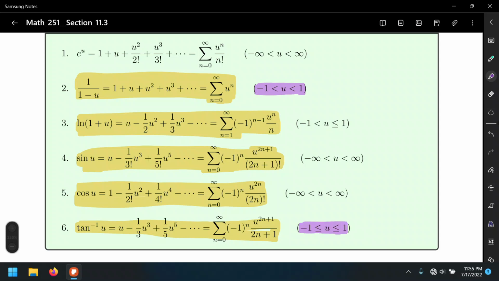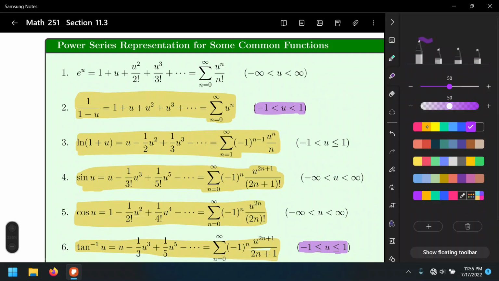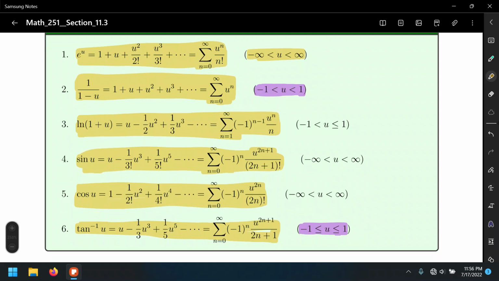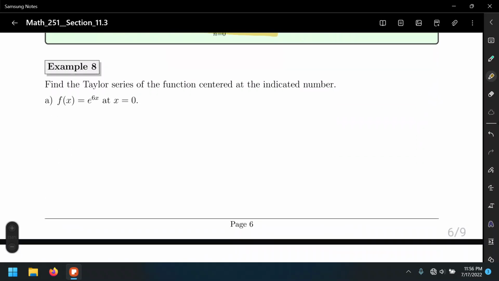All right, and then one that we didn't know how it looked was the one for the exponential. In this case, the interval of convergence is all real numbers. It's all real numbers for the intervals of convergence for e to the u, sine and cosine. The other ones have other restrictions. And we are just going to use these formulas to come up with new series for other functions.